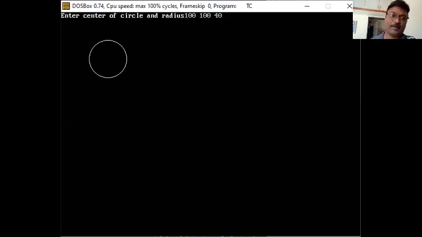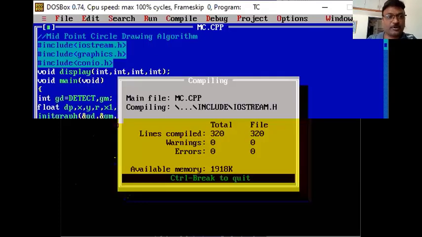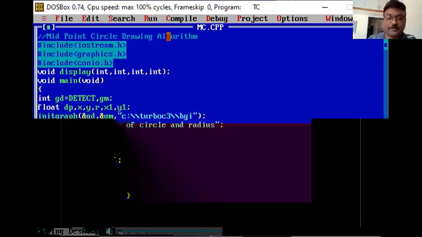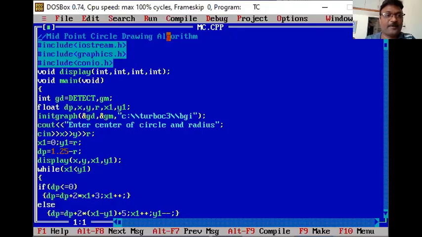But what I have done is that the center 100 and both are positive values. Suppose I have considered any one of them negative. Suppose I again compile it with minus 100, 100. Suppose I have put 100 and minus 100 and 90 as the radius. So that is not going to draw. Okay, that shows the error. So that's not going to draw anything. Okay. So why? Because I have done it for only the positive quadrant. Okay.